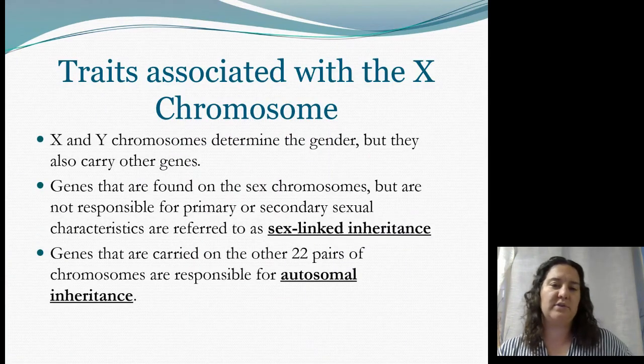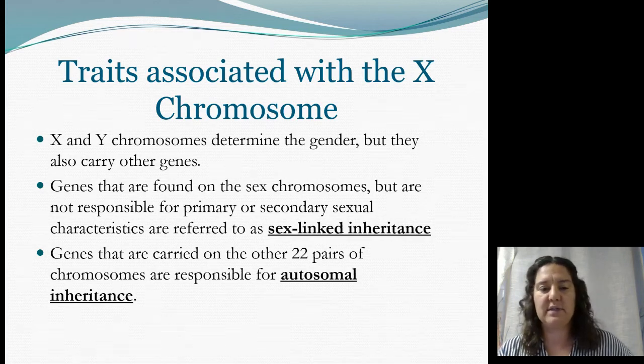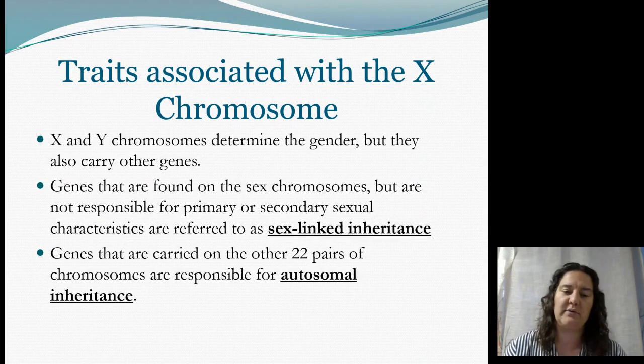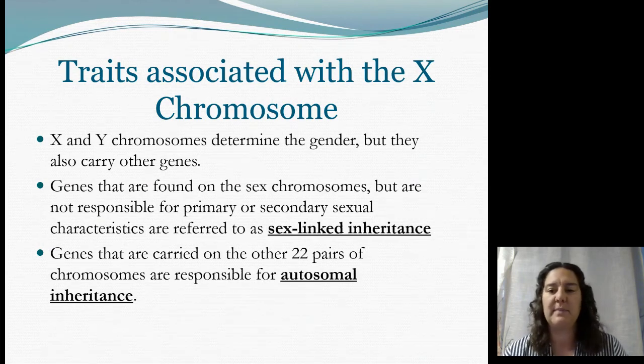Sometimes there are traits that are associated with the X chromosome. Not only do X and Y determine gender, but they can also carry other genes. Genes that are found on the sex chromosomes but are not responsible for primary or secondary sex characteristics are referred to as sex-linked inherited genes. Genes that are carried on the other 22 pairs of chromosomes are responsible for autosomal inheritance because they'll affect men and women equally.